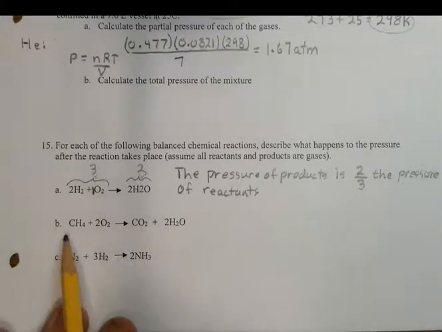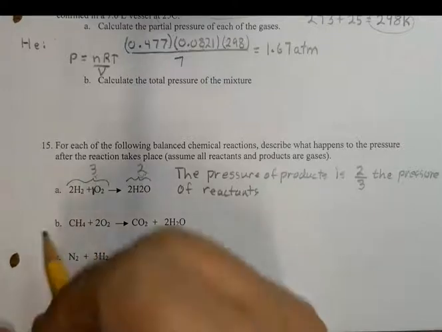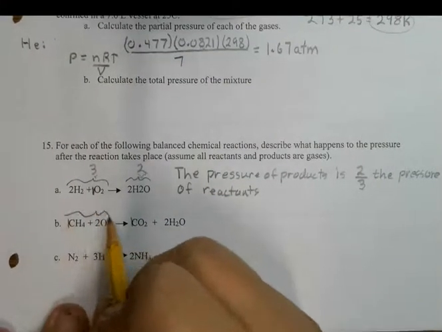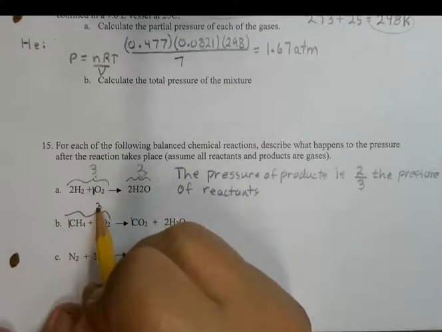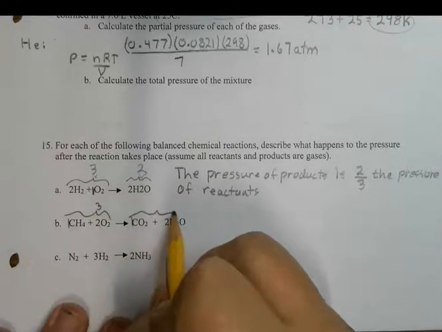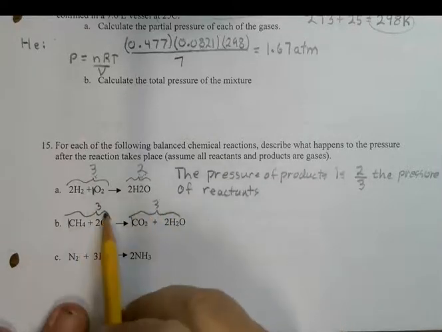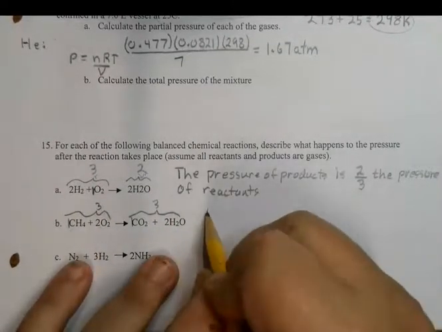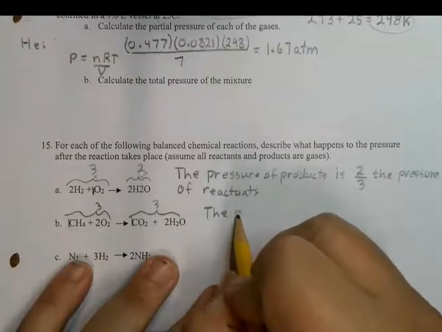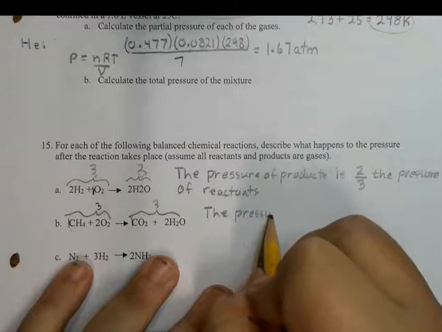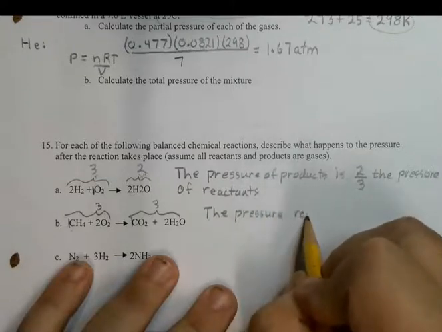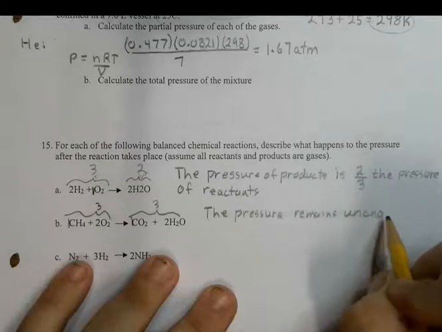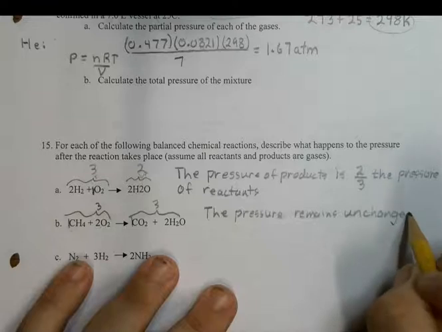Okay, here we have a balanced chemical equation for methane. So it's 1, 2, 1, 2. So on this side we have 3 moles, 1 plus 2 is 3. And on this side we have 3 moles, 1 plus 2 is 3. So the number of moles on each side doesn't change, so the pressure is not going to change. So the pressure remains unchanged. It's the same.